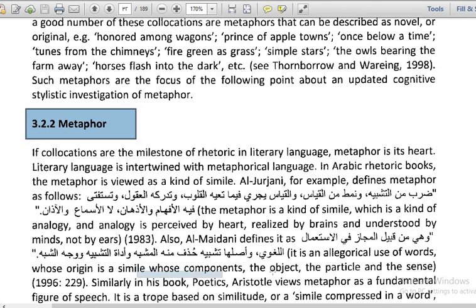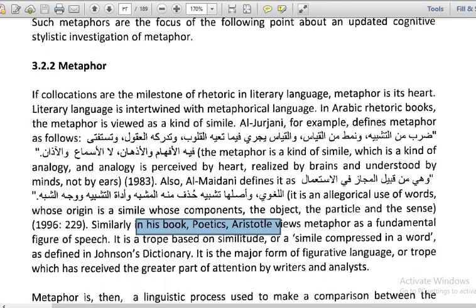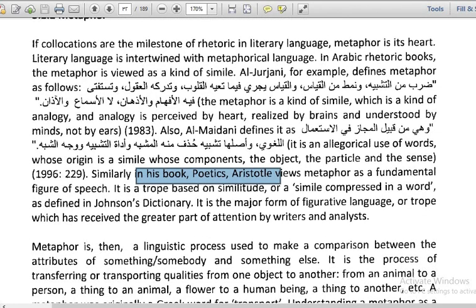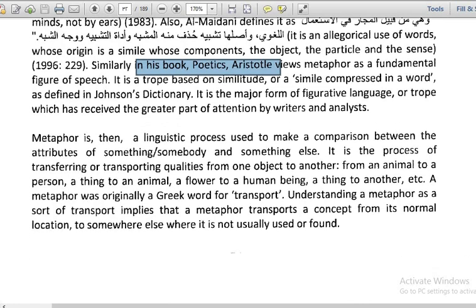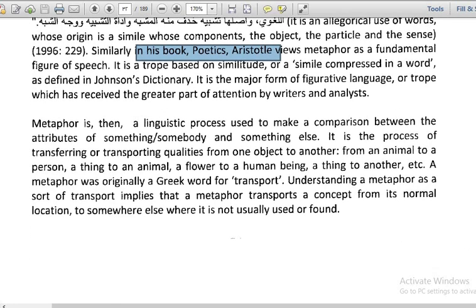Similarly, in his book Poetics, Aristotle views metaphor as a fundamental figure of speech. It's a trope based on similitude, or a simile compressed in a word, as defined in Johnson's dictionary as the major form of figurative language or trope, which has received the greater part of attention by writers and analysts.